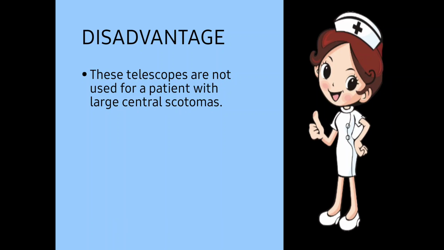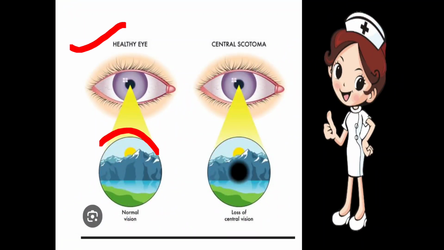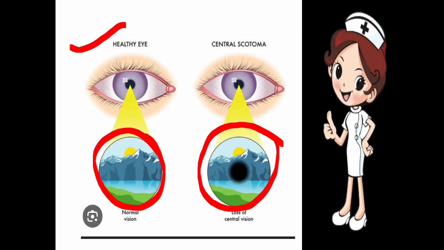Disadvantages. Now, it has only one disadvantage. Telescopes are not used for a patient with a large central scotoma. If you can see here, this is the image perceived by the healthy eye and this one is the image perceived by the central scotoma patient. The word scotoma means a black area is seen at the center. The patient is not able to see the center part.